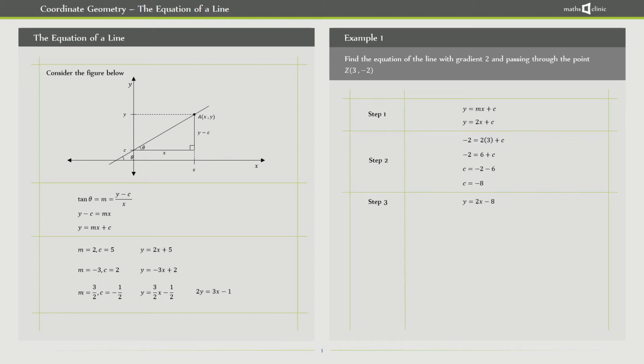as y equals mx plus c. Your m is 2 and your c is minus 8. So you have that y equals 2x minus 8.